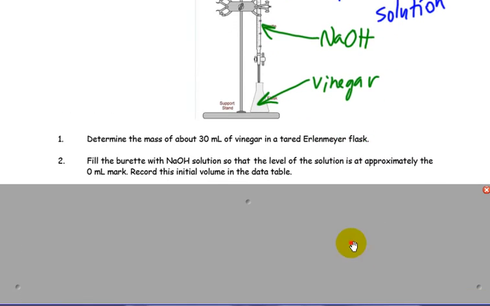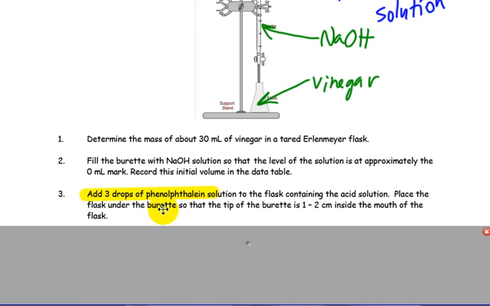Next, add 3 drops of phenolphthalein solution to the flask containing the vinegar. And of course, as I mentioned in class, phenolphthalein is clear and colorless in acids, but it turns hot pink in bases. So you won't see a change here because it's in vinegar, which has acetic acid. So 3 drops. Just because you don't see anything doesn't mean it's not there. Don't put 20 drops because you think, oh my gosh, it didn't do anything. It's okay. 3 drops is all you need.